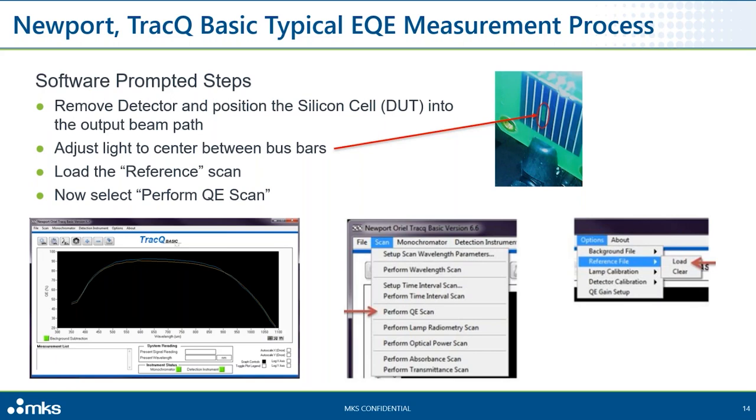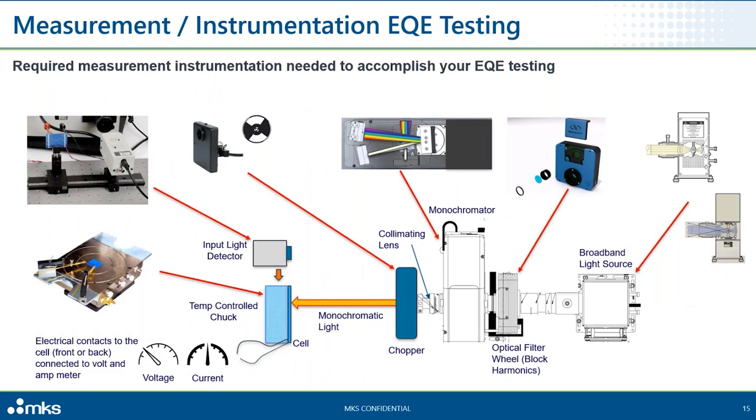The software prompts you again to load your reference scan, which you would then load in, which you previously saved, as we said before. And then you can select perform the QE scan. The system will then perform the scan for you, and the scan that you get, which is in the bottom left picture here, shows you what that EQE scan would look like depending on how efficient your device under test is. Okay, we can go to the next slide.